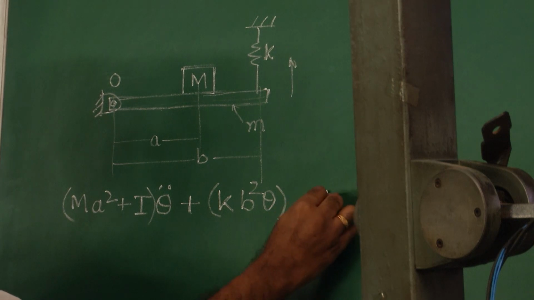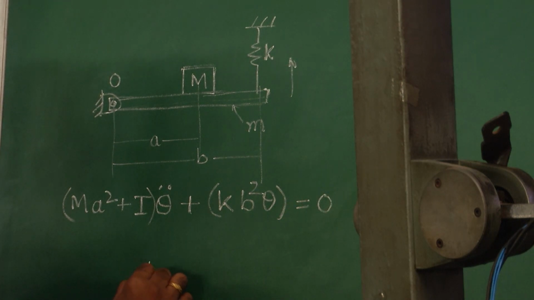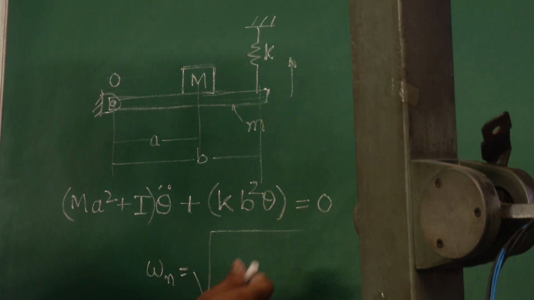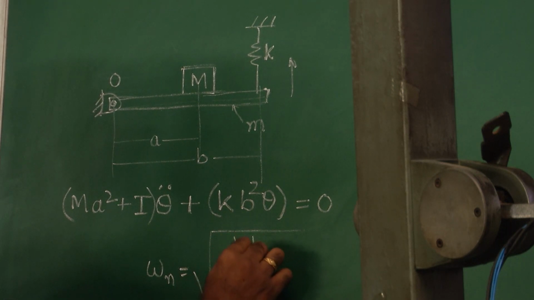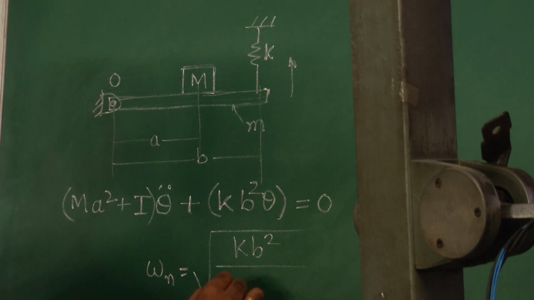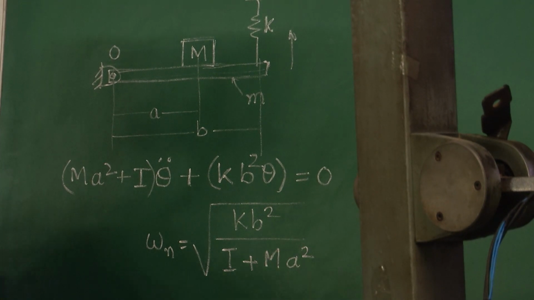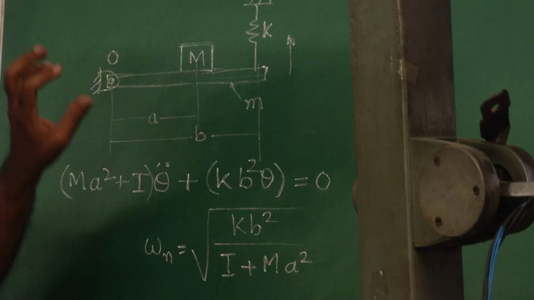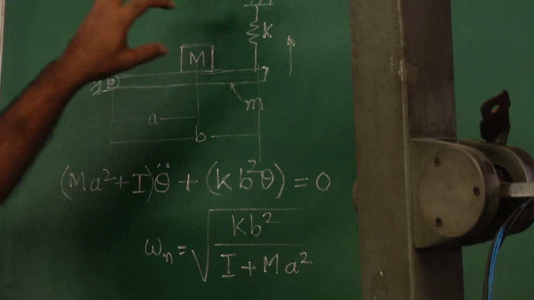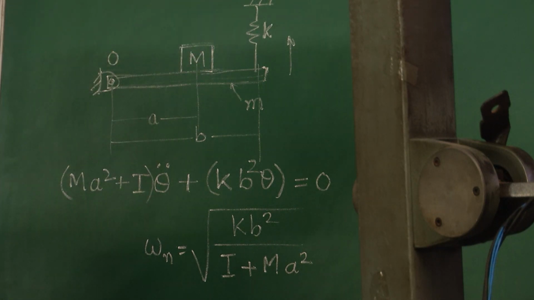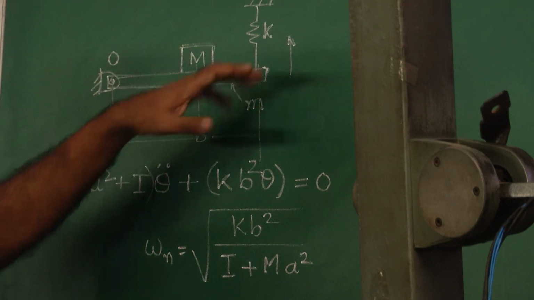So, that is equal to 0, and therefore, the natural frequency from this expression can be obtained as the square root of k b square over I plus m a square, where m is the mass of the motor. It is of course presumed lumped at this point where it is mounted on the beam, a is the position of it, and I is the mass moment of inertia of the beam.